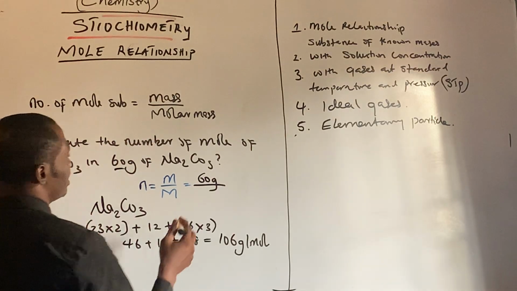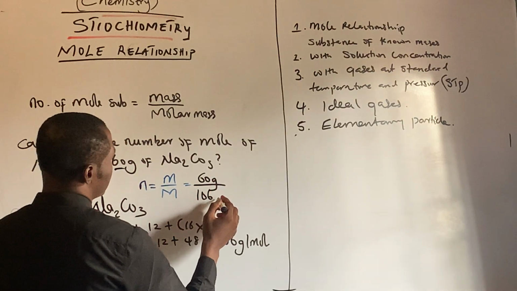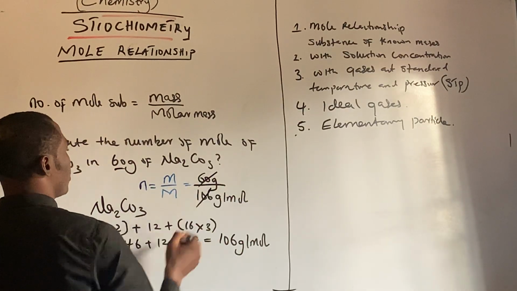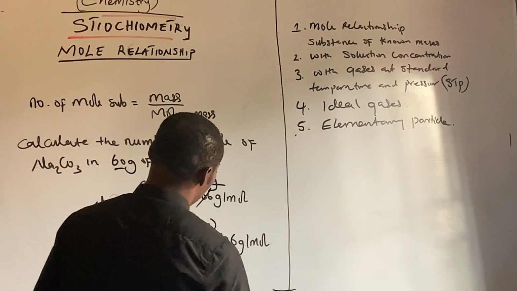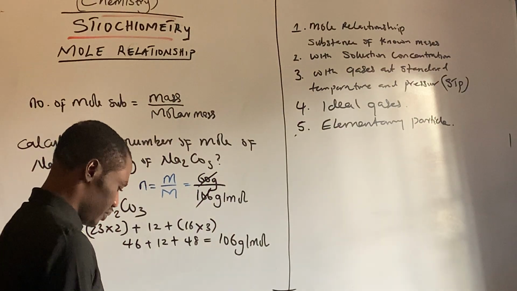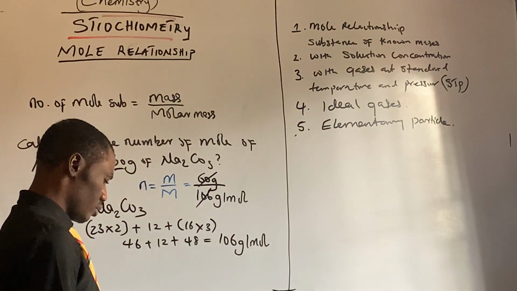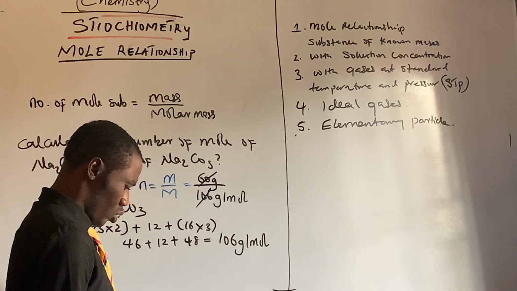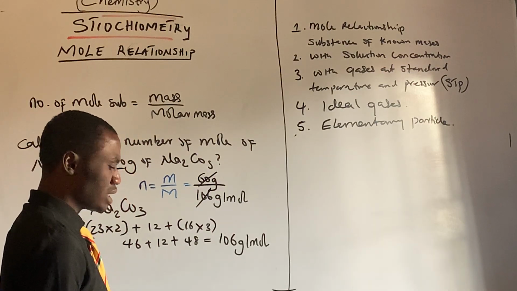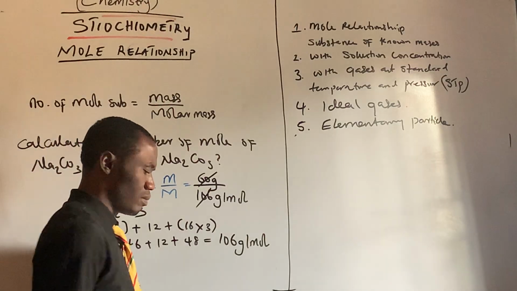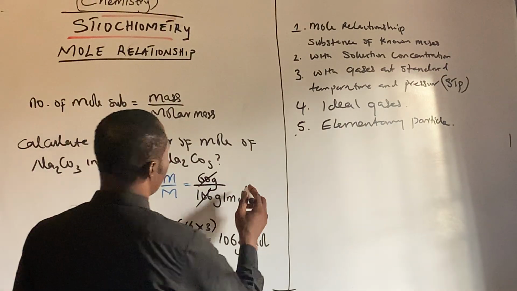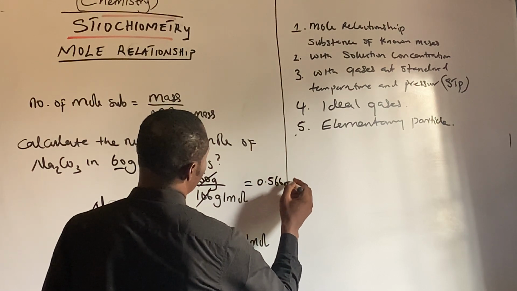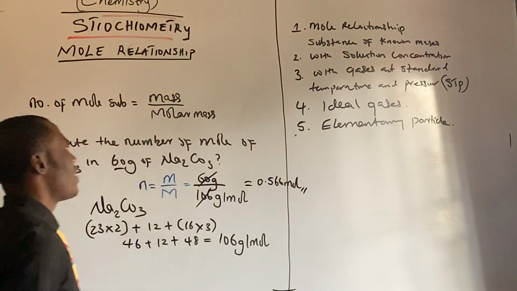So I'm going to be adding 106 gram per mole over here, so that the gram units cancel and I'll get my answer. What do we have? We have 60 divided by 106. That will give me 0.566 mole. So that's the final answer.